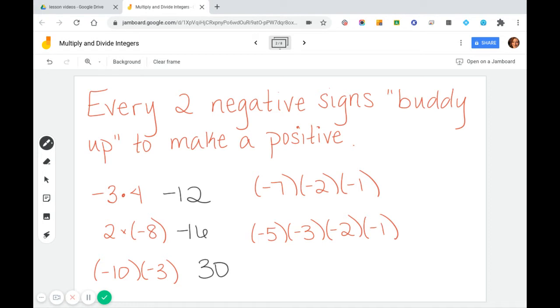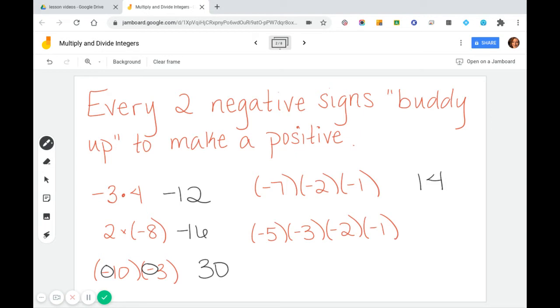This time, I've got two negatives. Those two can buddy up. They're partners. They're in a positive mood. It's a positive answer. Next, -7 times -2 times -1. 7 times 2 is 14. 14 times 1 is 14.